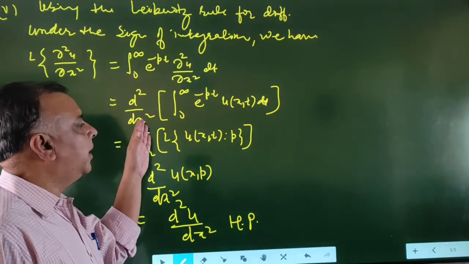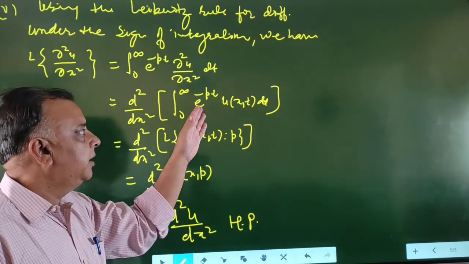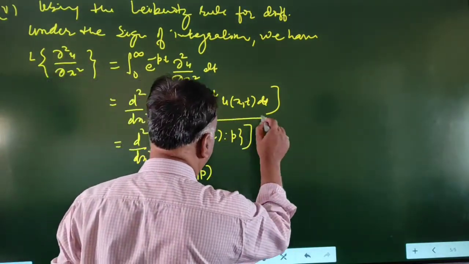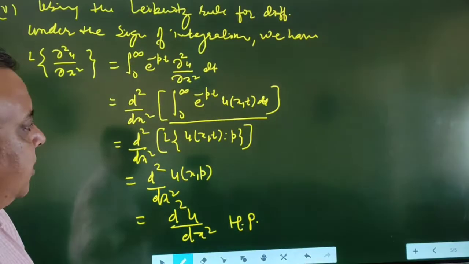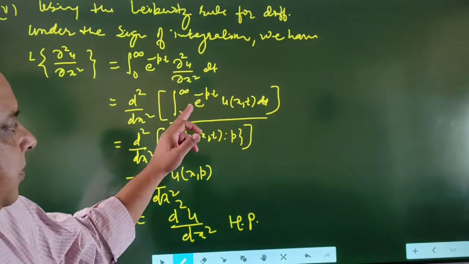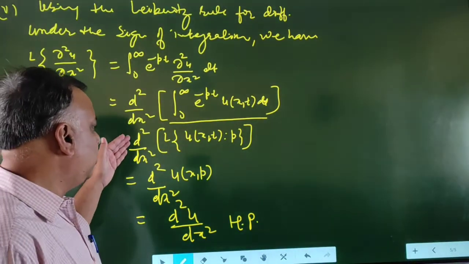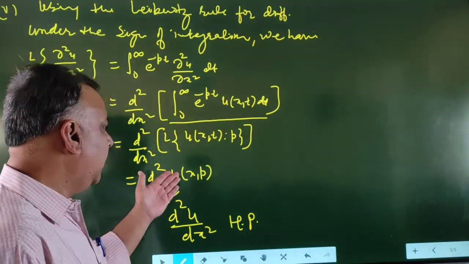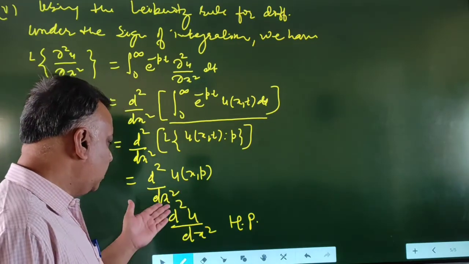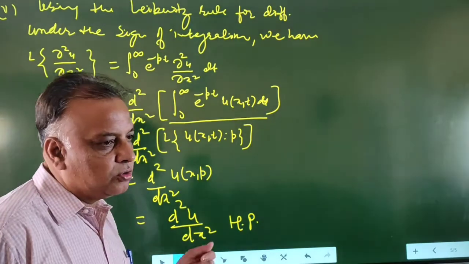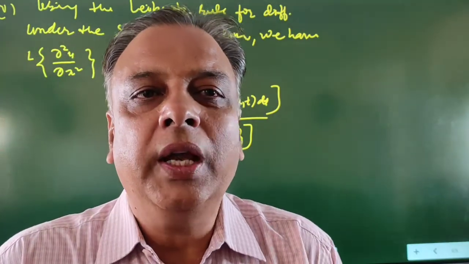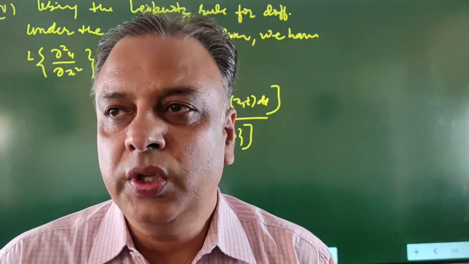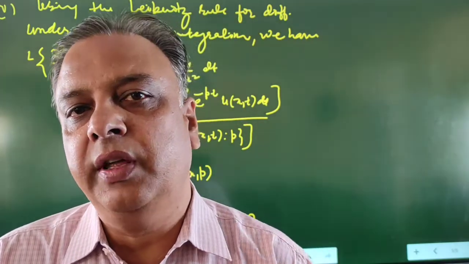So this is equal to d2 by dx square of integral 0 to infinity e raised to minus pt u(x,t) dt. And the value under the integral is nothing but the definition of the Laplace transformation of the function u(x,t). So this is equal to d2 by dx square of the Laplace transformation of u(x,t) with respect to p, and we know that this is u(x,p), so it comes to be d2u by dx square. So by this method we can obtain the Laplace transformation of the various order partial derivatives with respect to the first variable x or the second variable t.